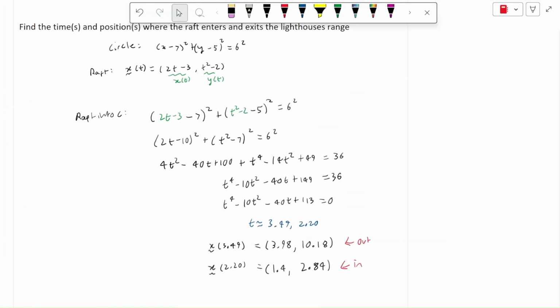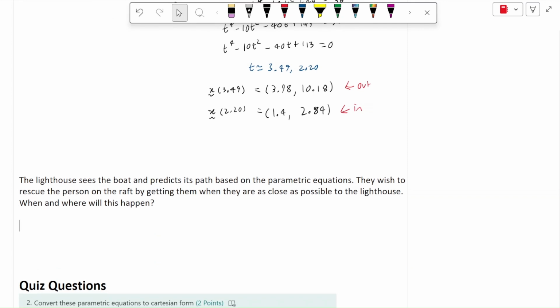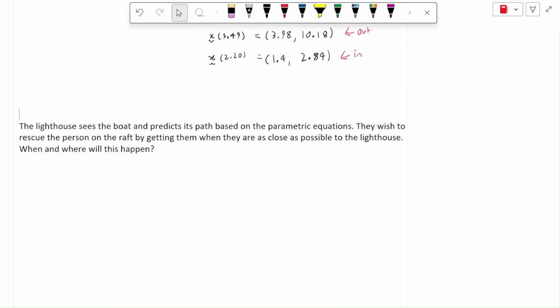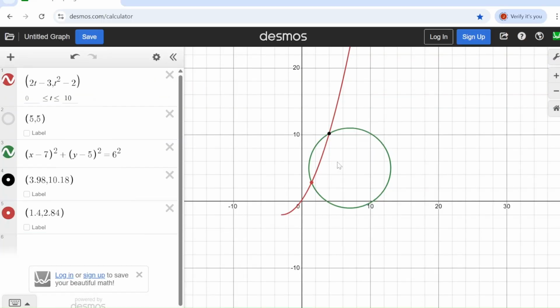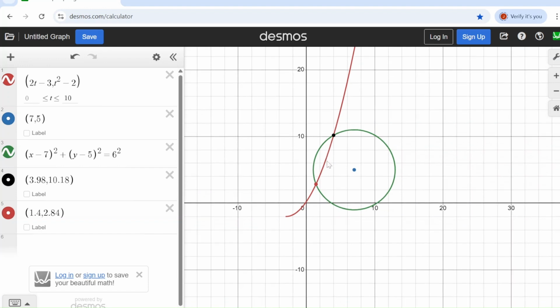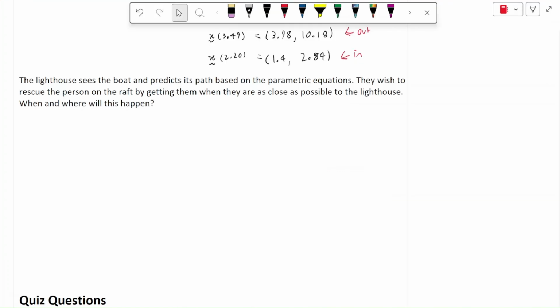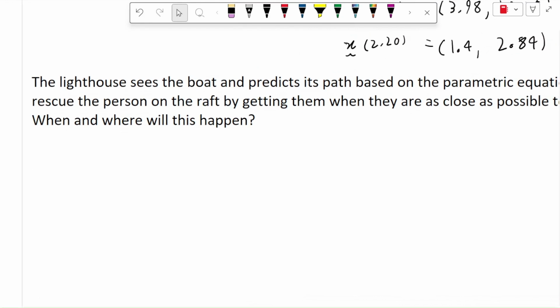Okay, last question here. So the lighthouse really would like to predict where the boat is and then rescue them when they're getting as close as possible. So we sort of got this whole range when they're in. And the lighthouse itself is at 7,5. So it's this blue dot here. We'd like to figure out when that red line is as close as possible to the blue one. Now, there are formal ways to do this. You can use like perpendiculars and stuff, but pretend that you just didn't know that. We could look at the distance from the raft to the lighthouse.